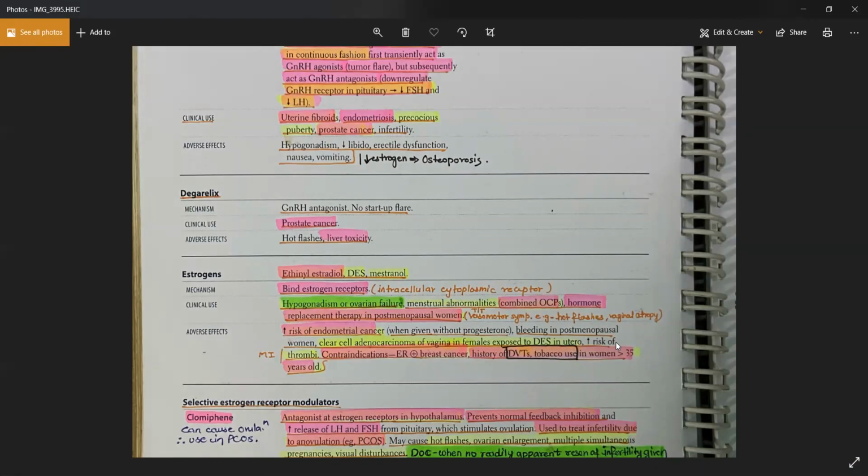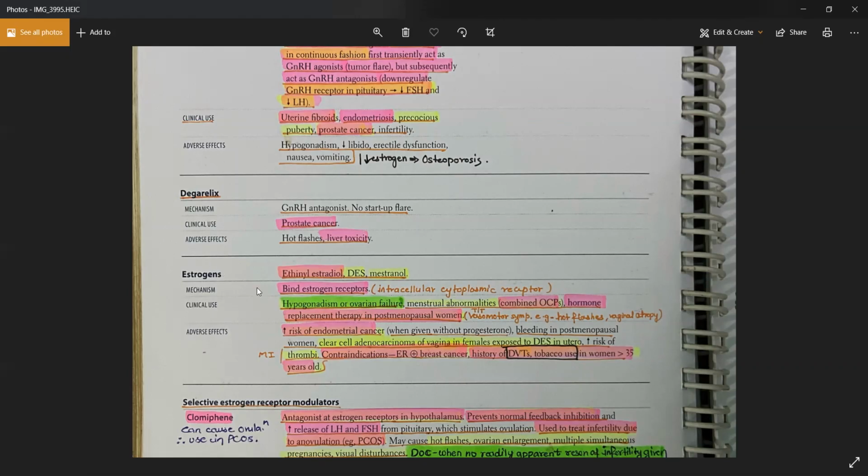So whenever you encounter a patient aged 35 years who is asking you for replacement therapy or an OCP, you will first need to take the history of the patient for DVT, for tobacco use, and for breast cancer. Only if she is negative for all those three can you give the patient estrogen replacement therapy. Otherwise, you will deny them, right?